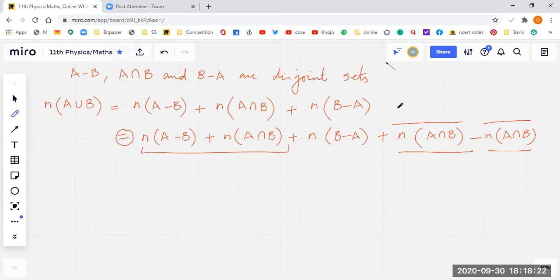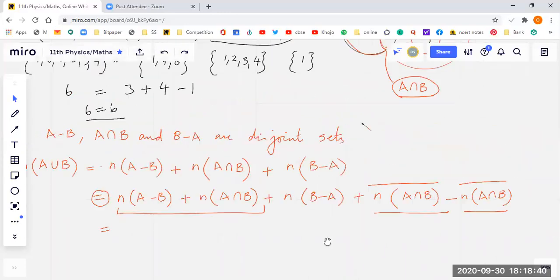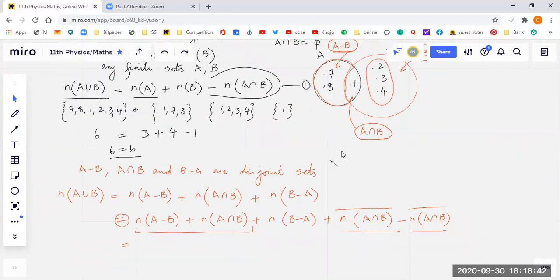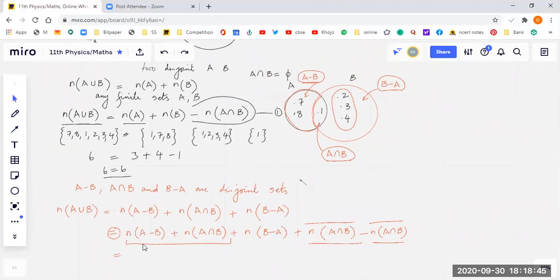But students, if you see what is this? Number of elements in A minus B plus number of elements in A intersection B. So please see this. Yes. Number of elements in A minus B, 7, 8. And number of elements in A intersection B, that is 1. 7, 8, 1. That is the number of elements in what? Can anyone tell? Number of elements in A. That is the number of elements in set A.